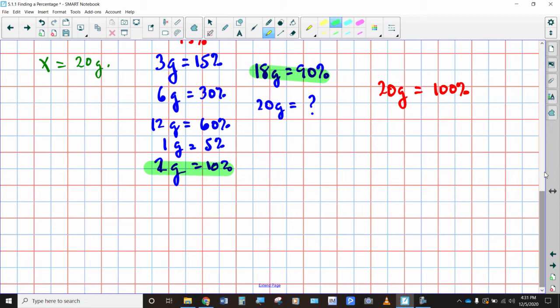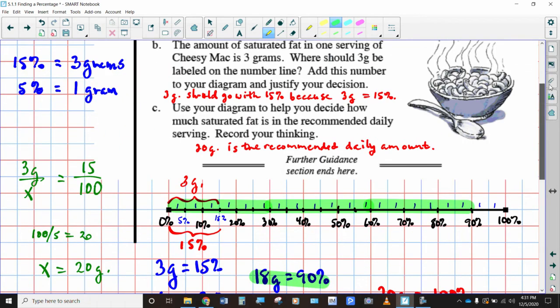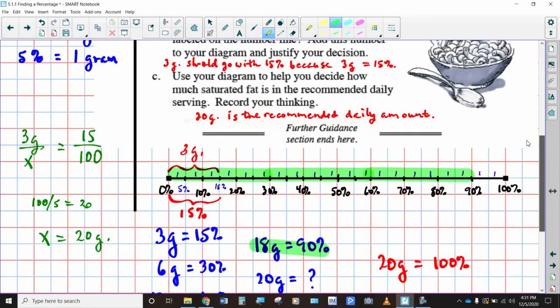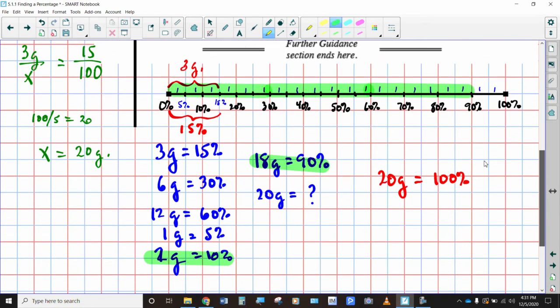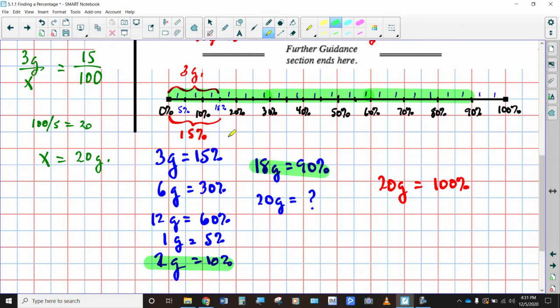So how many different ways did we approach this problem to make sure that all of our answers agree and we've got our brain wrapped around it completely? There's a mental strategy, there's a percent proportion strategy, and there's a setting up a diagram strategy. All of them work, all of them are effective.